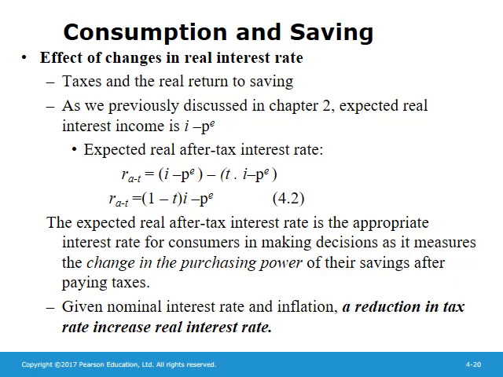If we do this, like equation 4.2, we discover that the relationship between the tax rate and the real interest rate is a negative one. When the tax rate increases, 1 minus t, you see the negative sign, the real interest after tax rate decreases. And this is a more accurate measure to define the direction of the change in our consumption decisions.